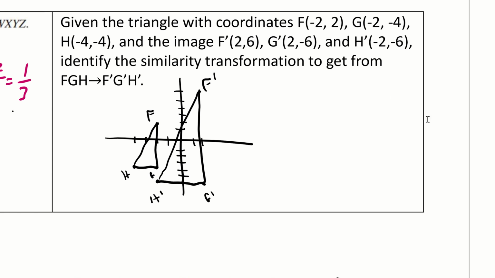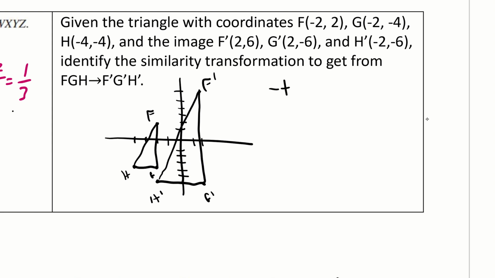Okay, so notice that to get from the smaller triangle to this bigger triangle, we need to first line them up and then stretch it to make it bigger. So I'm going to take G and line it up with G prime. I'm going to move it 1, 2, 3, 4 to the right, and then 1, 2, 3 down. I'm going to do that for all of them. So 4 to the right, 3 down.